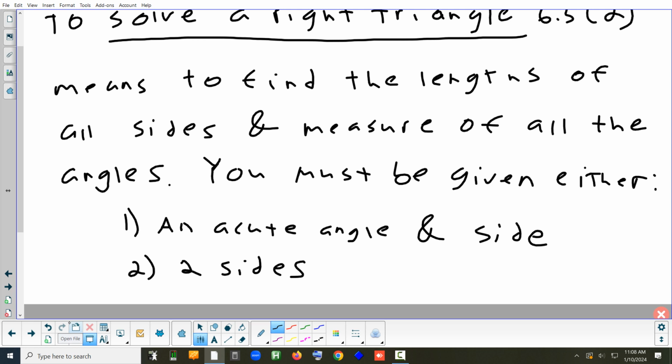So the point is, you'll always know 3 things. You'll always know 3 things, and you're going to have to find 3 things. Remember when we're finding sides, what do we use for the labels for the sides? A, B, and C. And what do we use for the names of the angles that we don't know? The Greek letters. And the one across from A is? Alpha. And across from B? Beta.